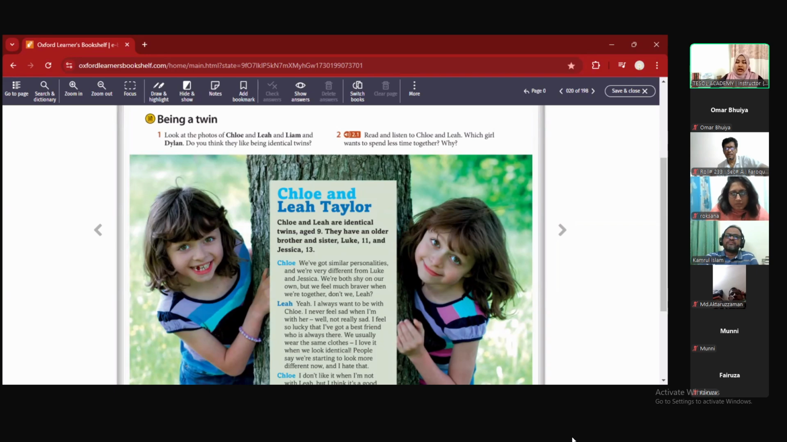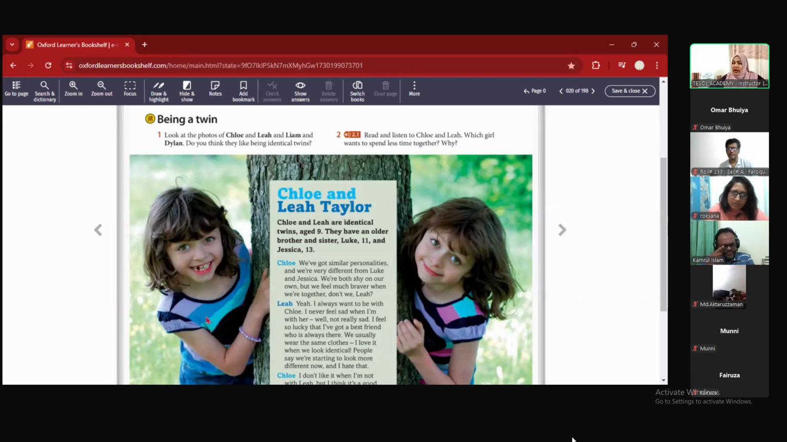That is why they are easy to identify as twins. That is why we call them identical twins. And those who are called non-identical twins look completely different. They don't have the same features in their faces, so it's confusing for us to understand whether they are twins or not. That is why they're called non-identical twins. So this pair, Chloe and Leah, they are identical twins because see, they look the same.